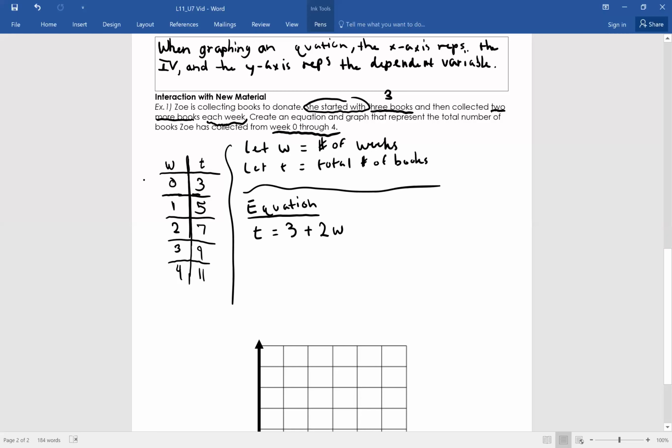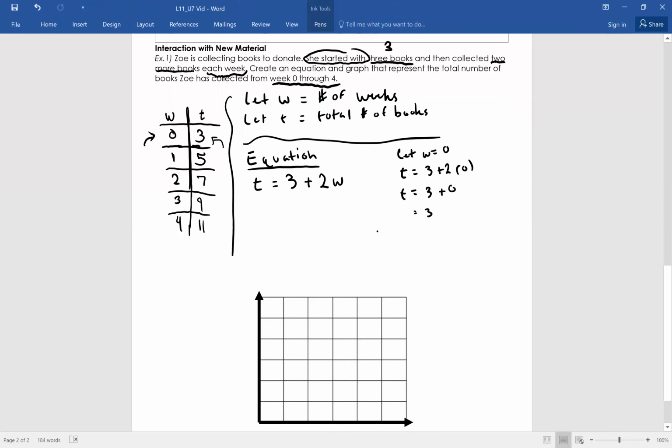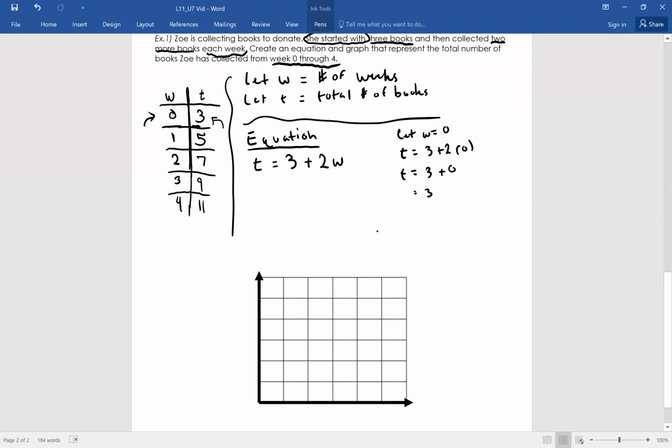If I say that W is equal to 0, my equation will become T is equal to 3 plus 2 times 0, which means that T is equal to 3 plus 0, which is just equal to 3. So when W is 0, T is 3. So basically by substitution, you all can test out the rest if you need to, but we're not done here. We have to actually use this information to create our graph.